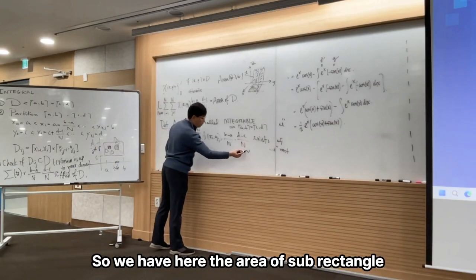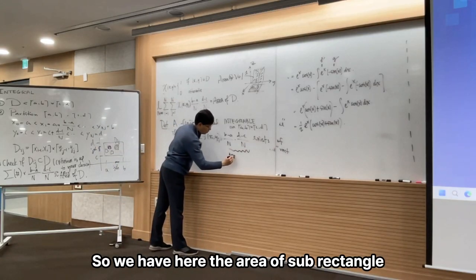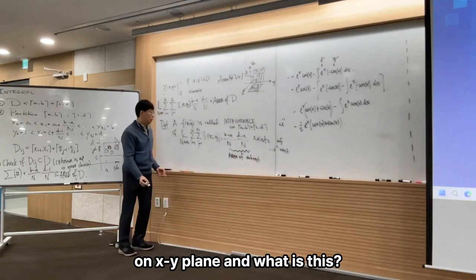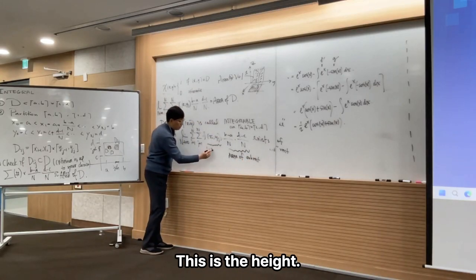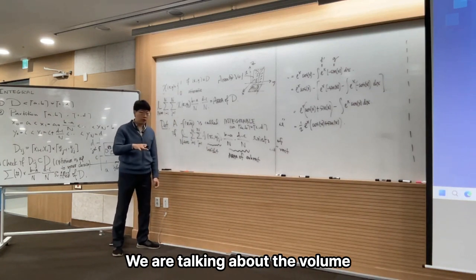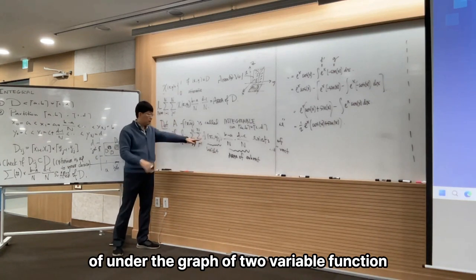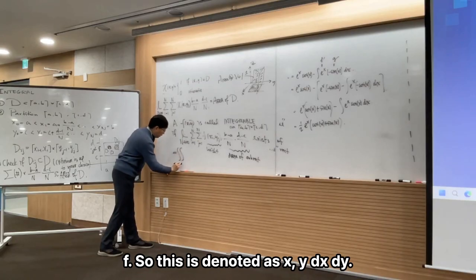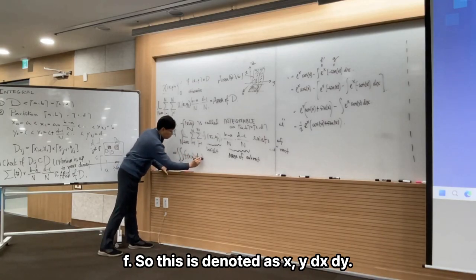But you have to understand what's going on here. We have here the area of a subrectangle on the xy plane. And what is this? This is the height. Area times height is volume. We are talking about the volume under the graph of the two-variable function f. So this is denoted as the double integral of f(x, y) dx dy.